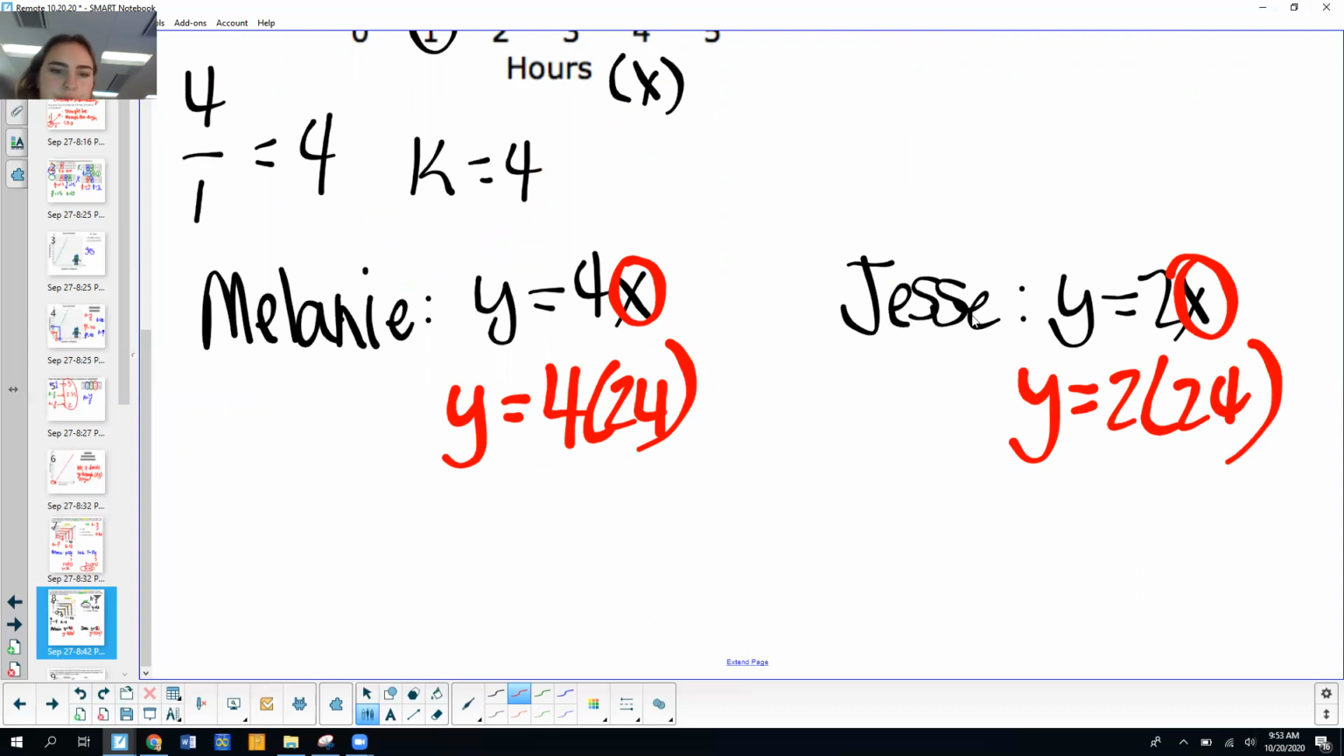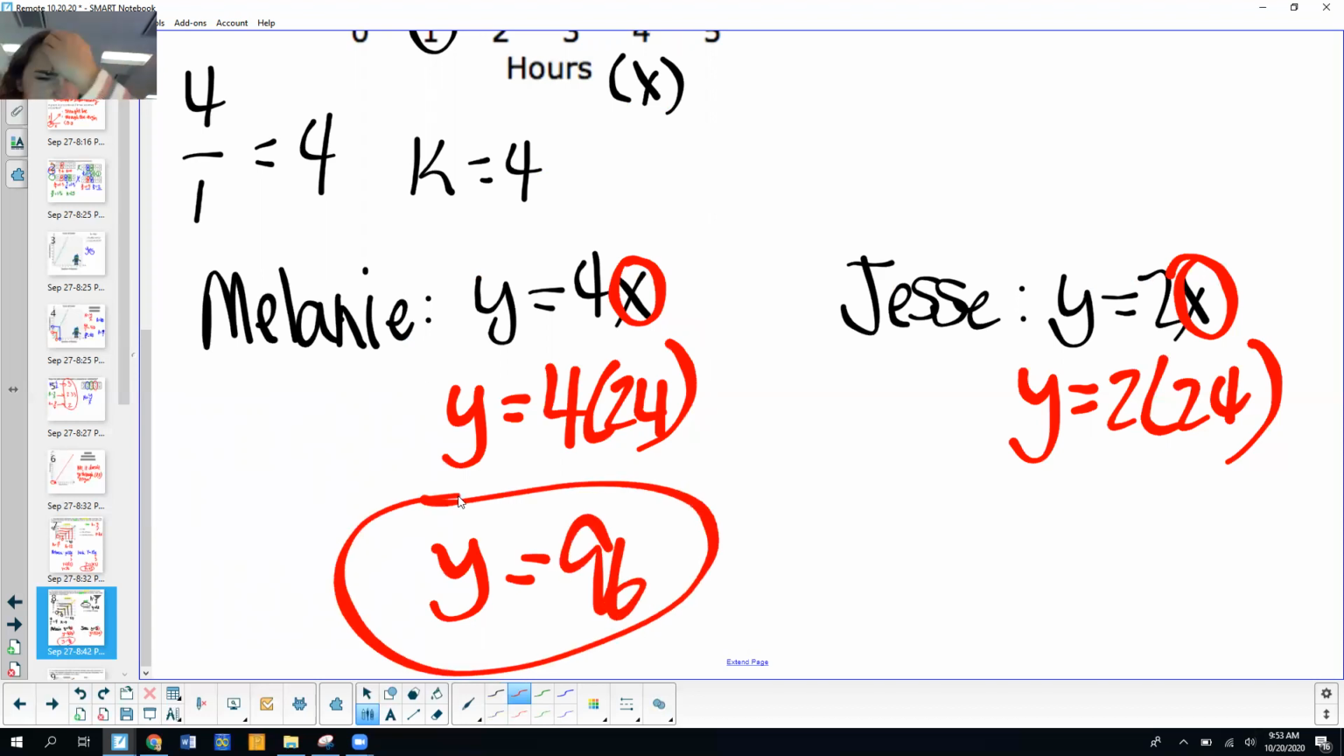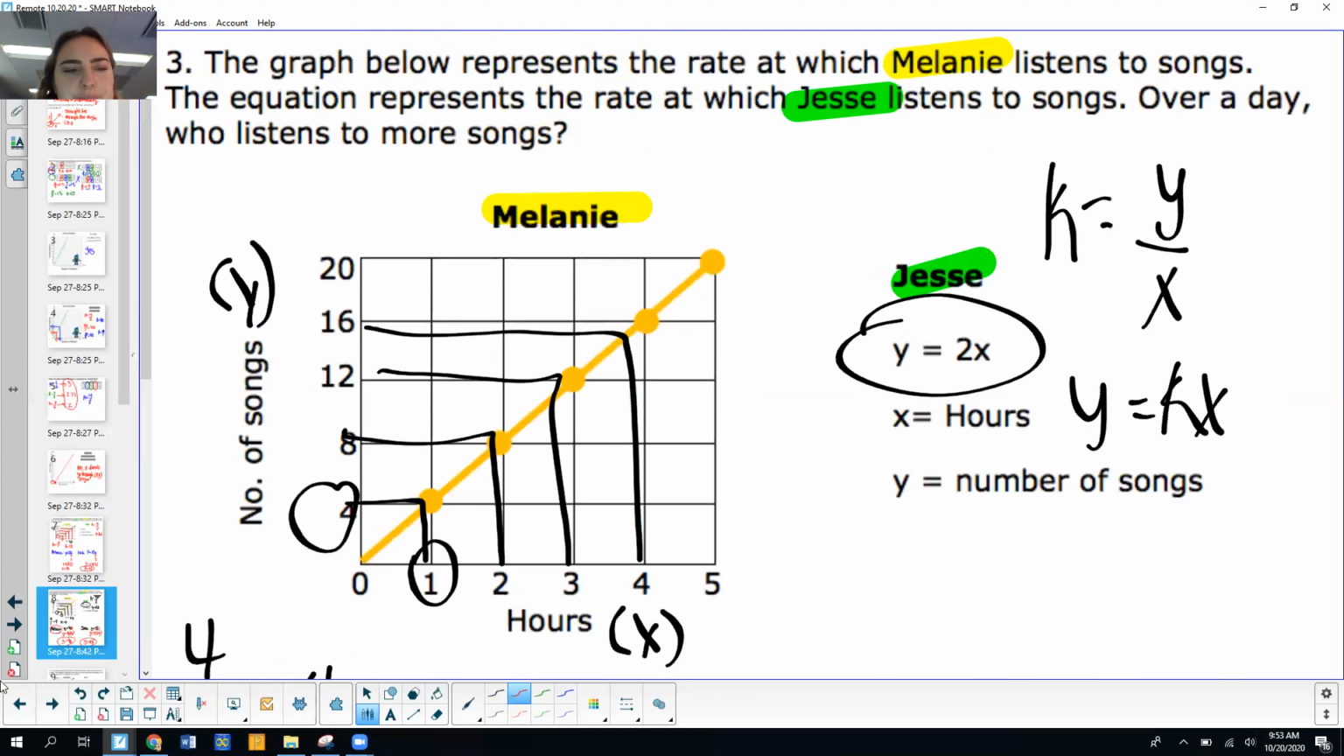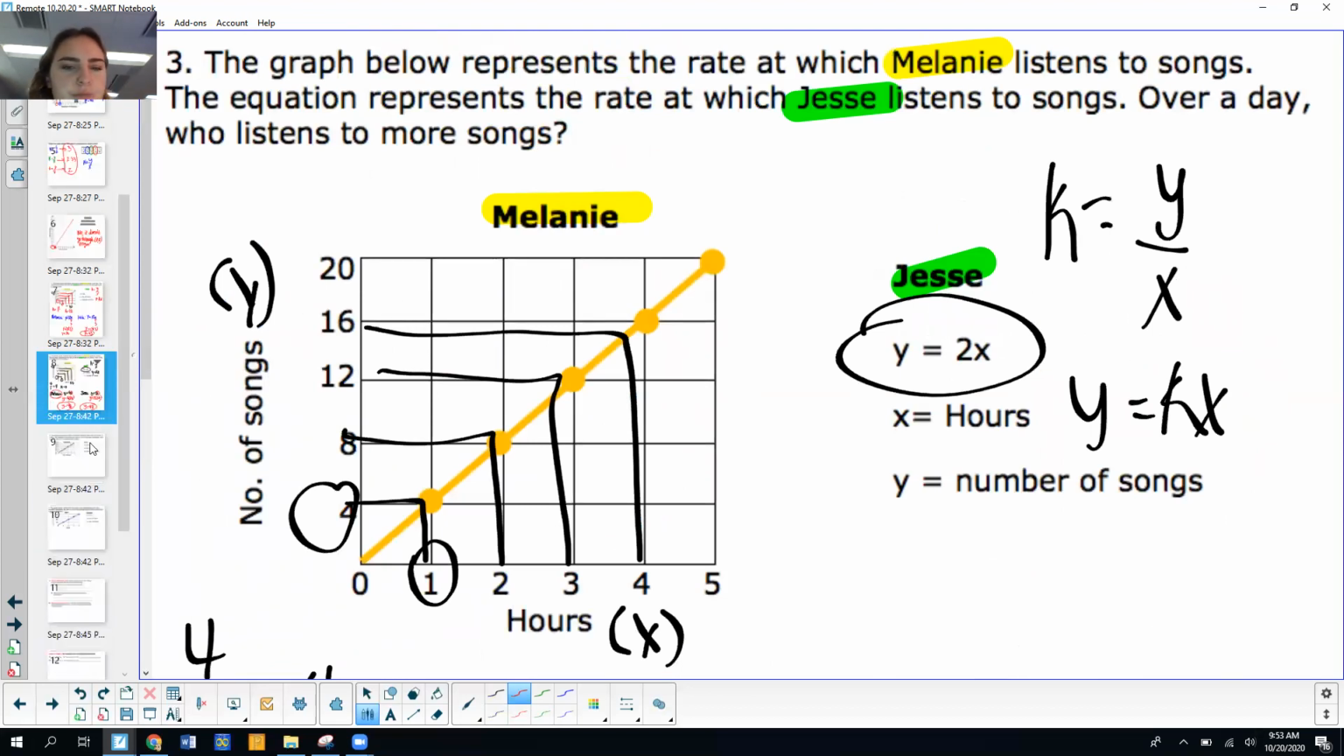All right. So y equals 4 times 24, which is 96. And then Jessie, 2 times 24, y equals 48. So in a day, Melanie is going to listen to more songs than Jessie. Let me know if you guys have questions going through this.